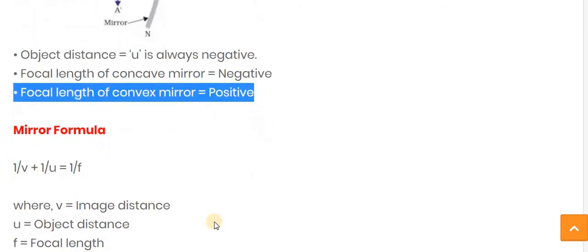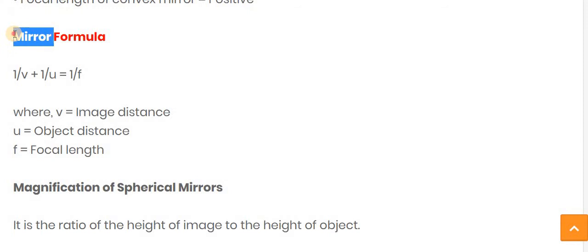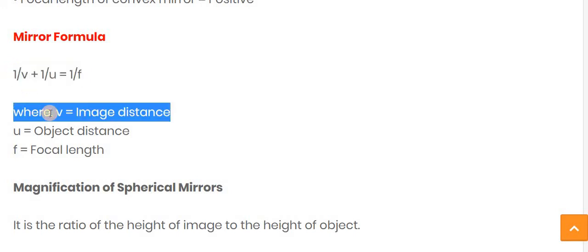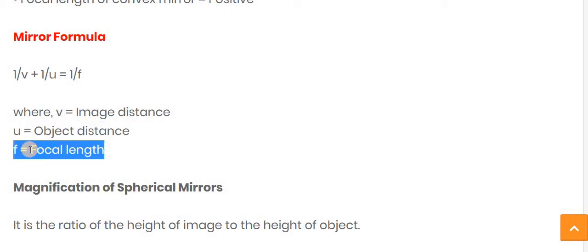Now let's see the next one, that is the mirror formula. The mirror formula means 1 by V plus 1 by U is equal to 1 by F, where V means the image distance from the pole to the image, U means the distance between the pole and the object, and the small f means the focal length, the distance between P and F, that we consider as the focal length. So this is the mirror formula.